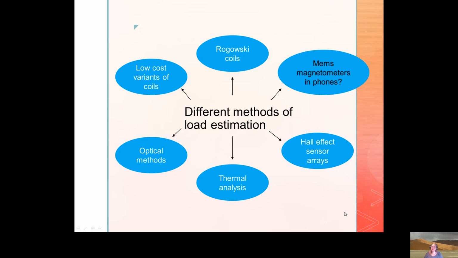So there are lots of different methods of load estimation. The most common and commercial is the Rogowski coils. Then there are other low-cost variants of different types of coils, optical methods, thermal analysis, more recently arrays of Hall effect sensors, and MEMS, so microelectromechanical sensors in phones. And in this case, we're going to specifically look at the use of a magnetometer.